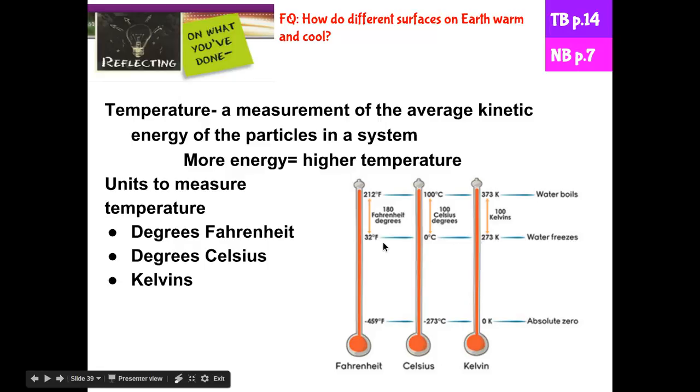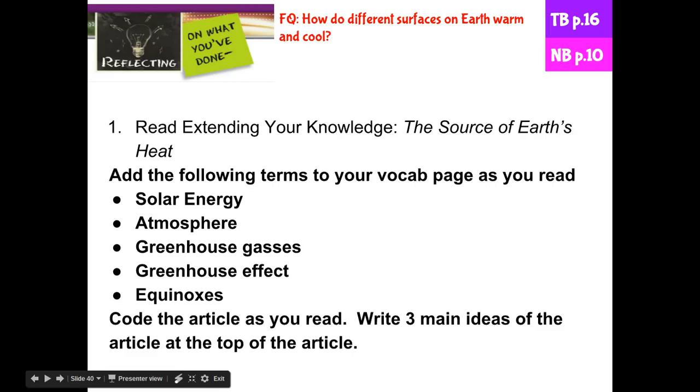So freezing point that you're used to is 32 degrees Fahrenheit. Freezing point for Celsius is 0. And then freezing point for Kelvin is 273. So just a different scale, different ways to measure temperature.